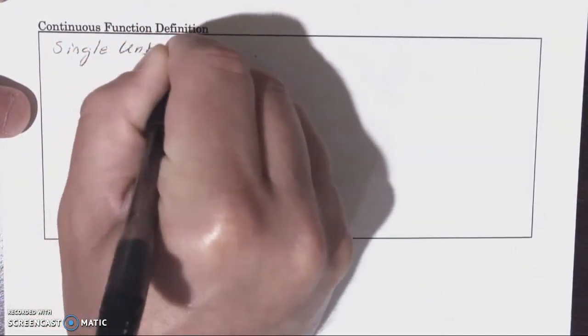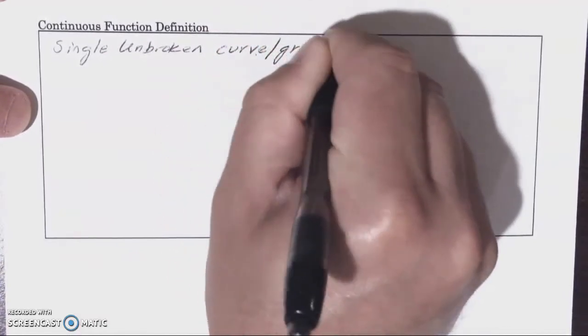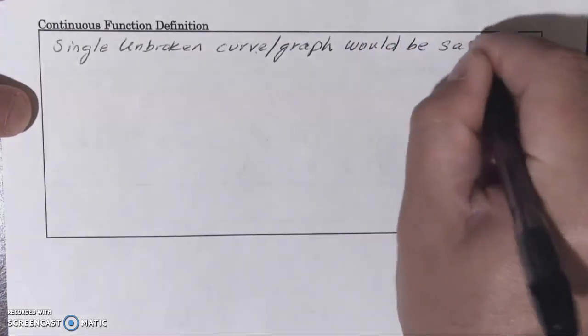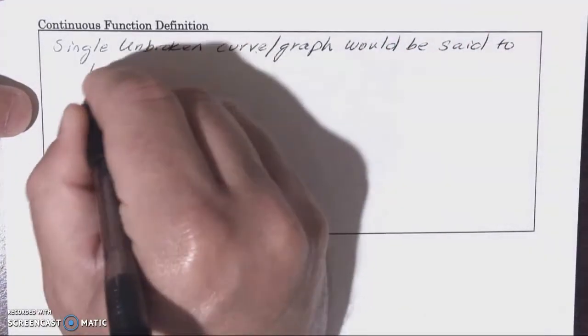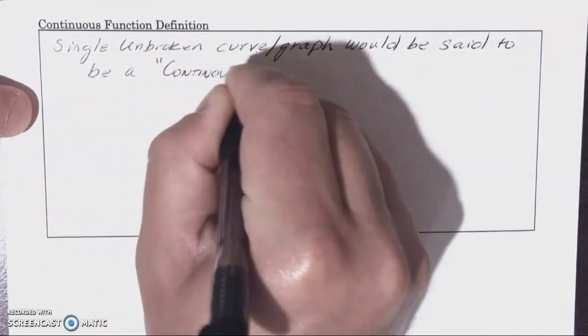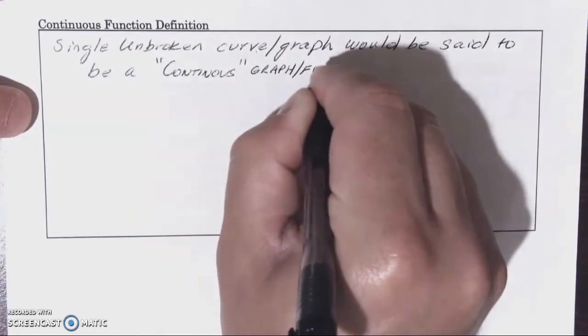a single, unbroken curve graph would be said to be a continuous graph or function.